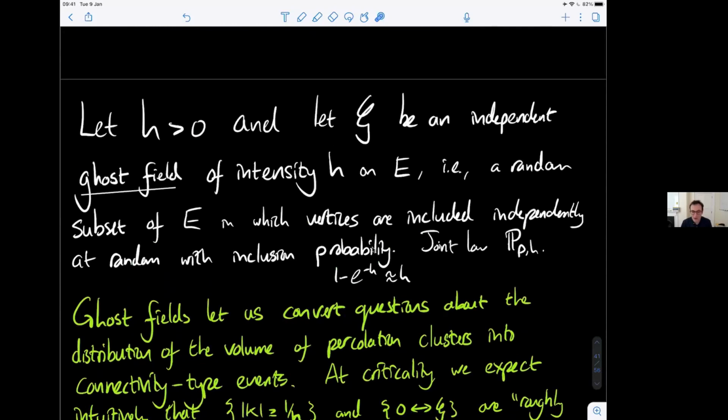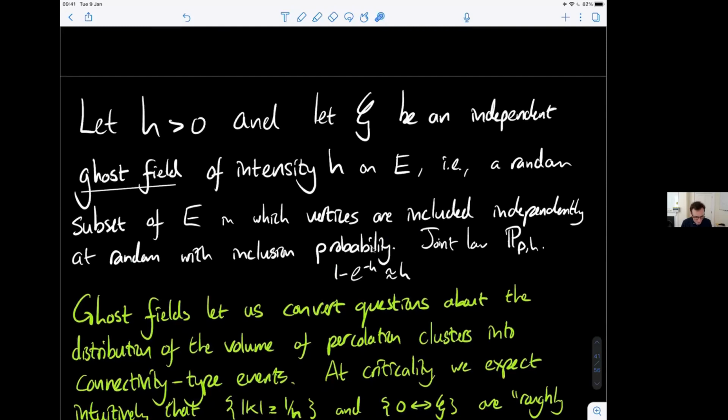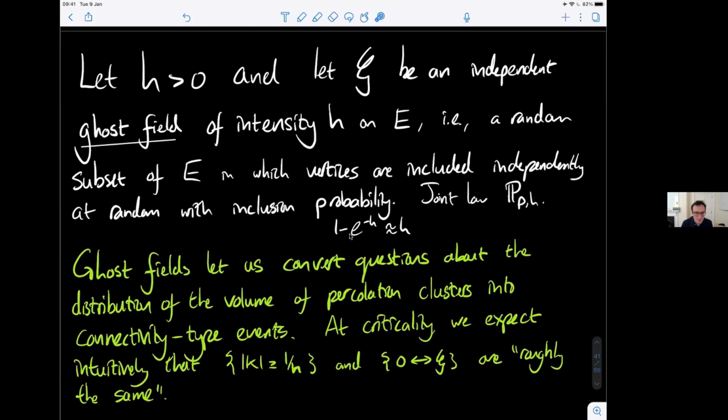Okay, when was, yeah, I so already, how ghost fields lets us convert questions about the volume to the connectivity, that bit. So maybe you can start.